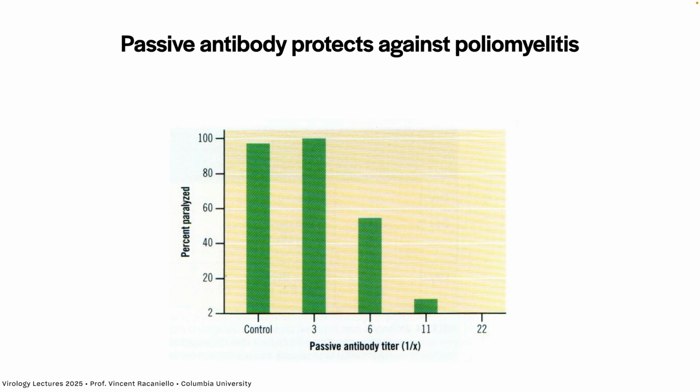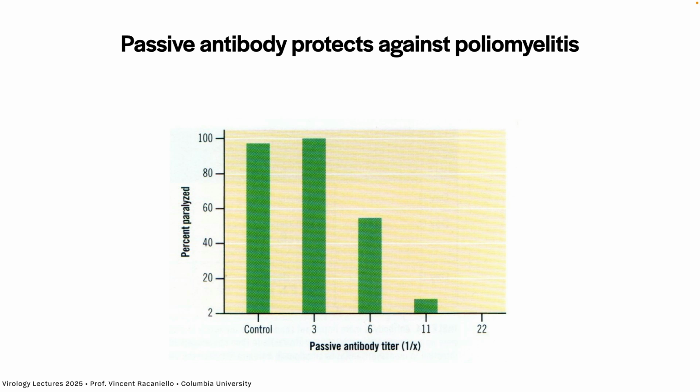So here's an experiment that shows you how antibodies can protect against disease. Here we have animals that have been inoculated with antibodies and poliovirus. So we're looking at the percent animals paralyzed here and the antibody titer that we have given to these animals. So here's the control set where we give no antibodies, and you can see they're all paralyzed. So that's the control, which shows that your virus is doing the right thing.